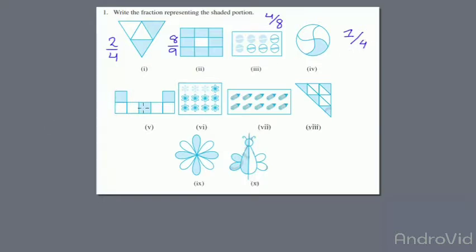Next we have 1, 2, 3 shaded portions out of 1, 2, 3, 4, 5, 6, 7, so 3 over 7. Next we have 4, 4, 8. This one is 9 over 12, 4 times 3 is 12.